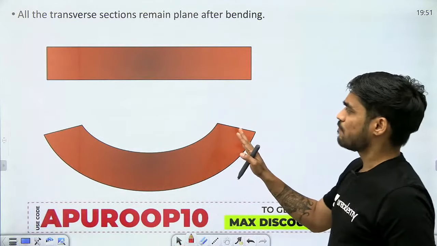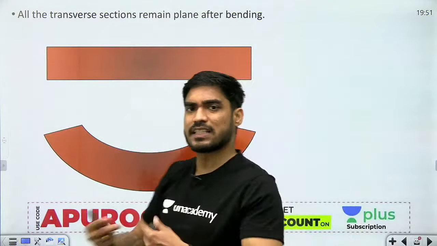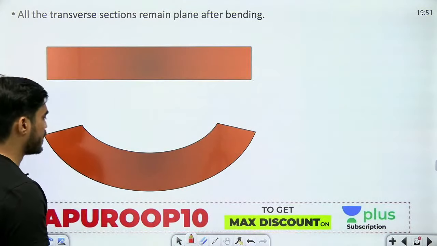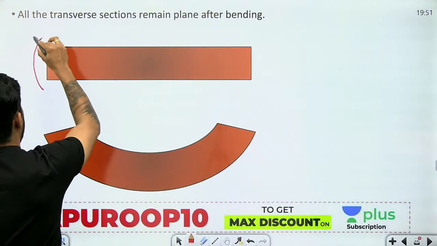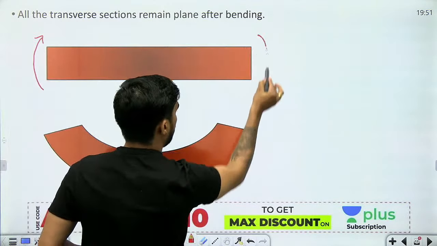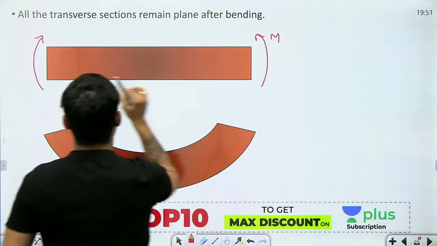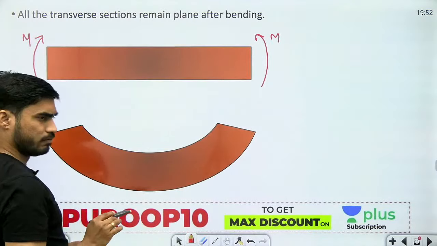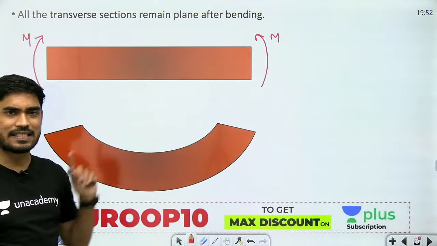Okay, so let's say we have a beam subjected to pure bending. मान लो एक beam है जिसमें pure bending हो रही है. Okay, I am applying a couple here. I am applying a couple here. This is M. So this will also be M. So the beam is going to bend like this.